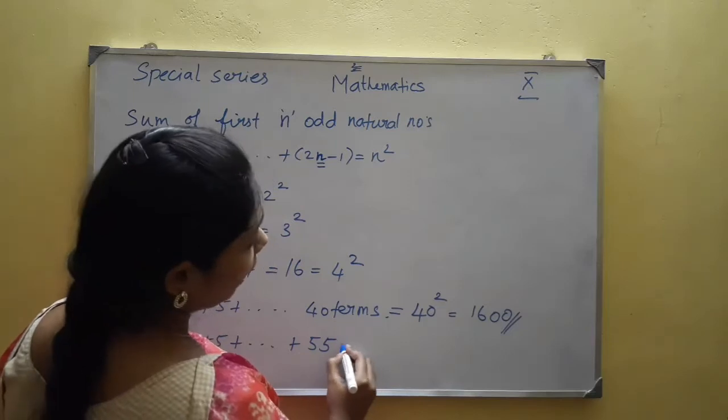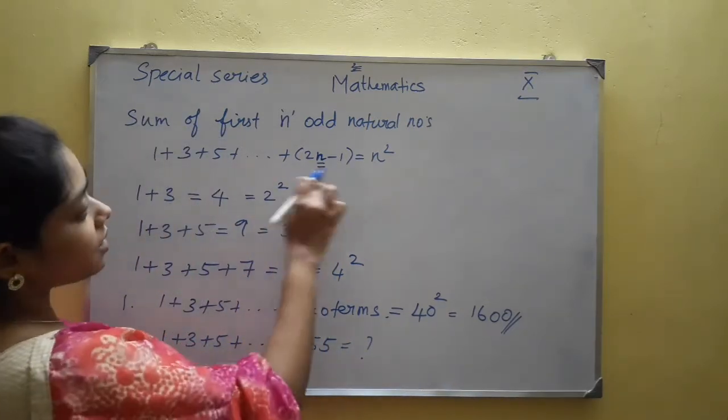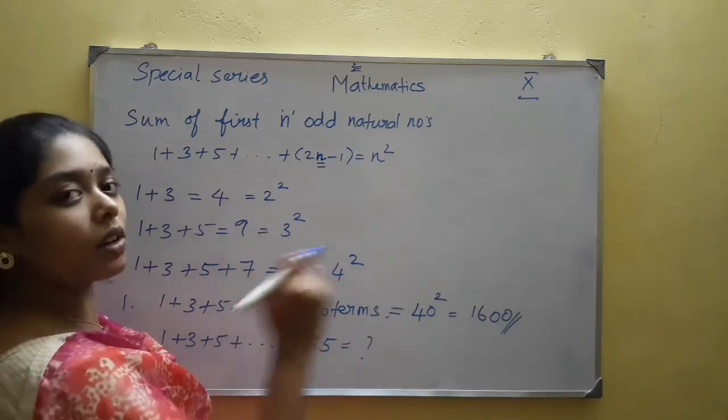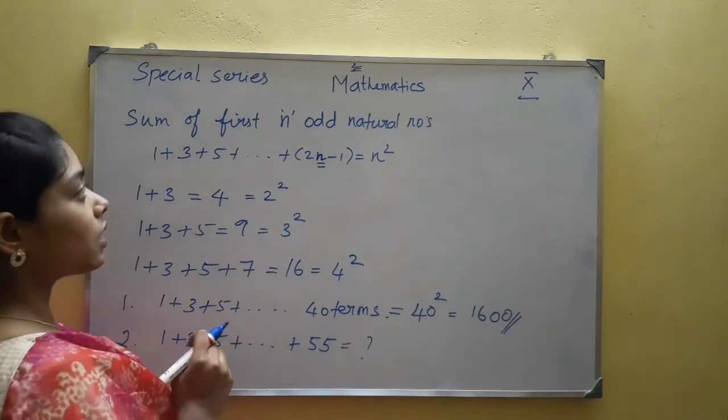So many people have doubt over here. Why are we writing 2n minus 1? Why does it end with 2n minus 1? The other problems all end with n. Here this formula is ending with 2n minus 1. Why? What is the reason behind it?